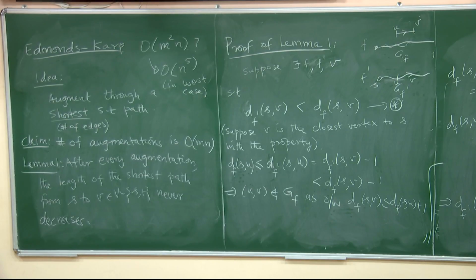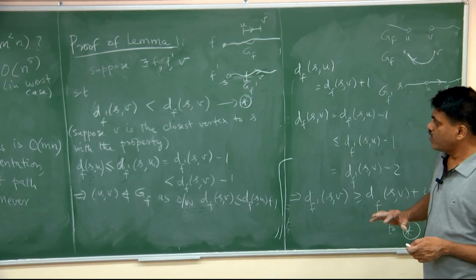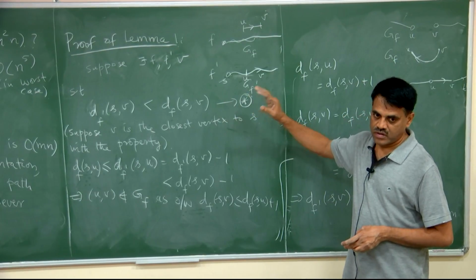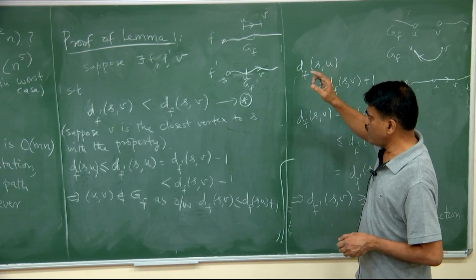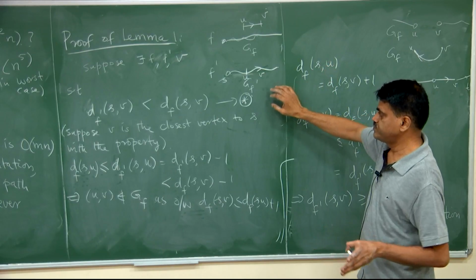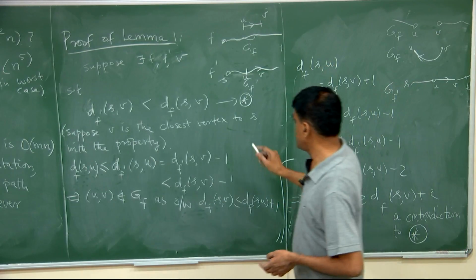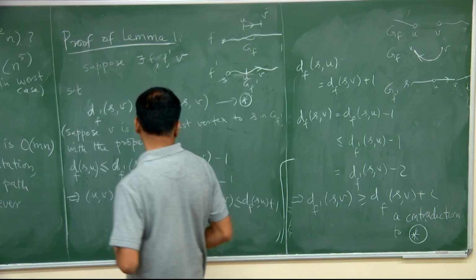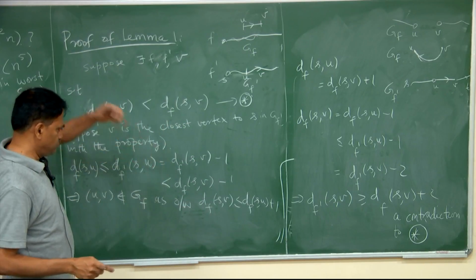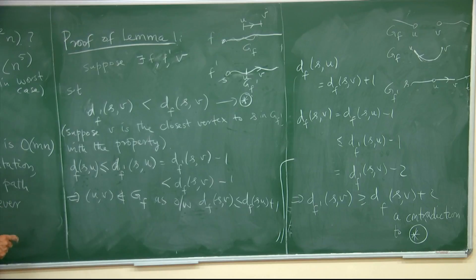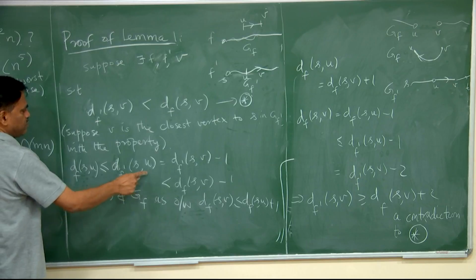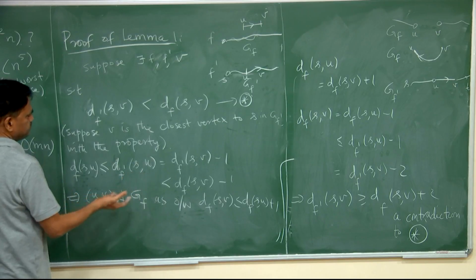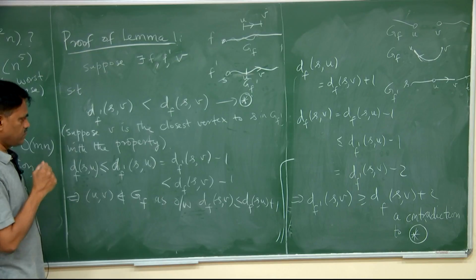Sir, you mentioned that we use the closest vertex to S, which violates this property. In which graph? In G_f prime. Because we are assuming that, for example, s-u does not violate this. So in f prime.